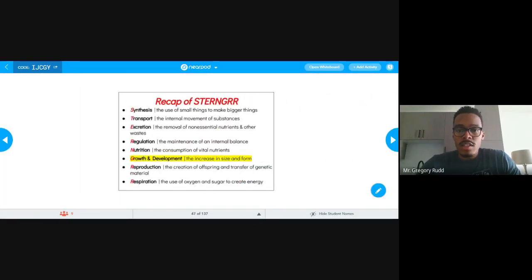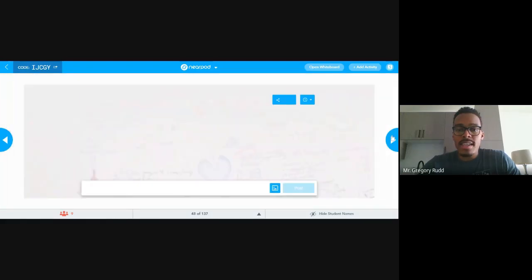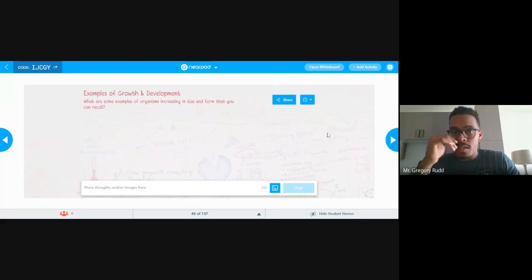The G in STERNGRR stands for growth and development. This is when organisms increase in size and form. So what are some examples of organisms increasing in size and form that you can recall from class? What are some examples we can think of?